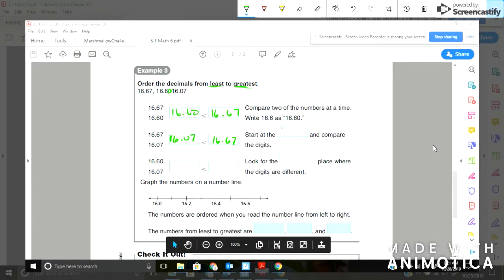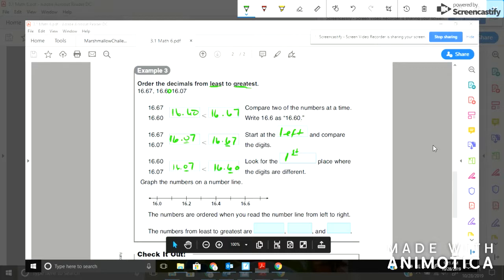Again, start at the left and compare the digits. So 0 is less than 6. And if we're to compare these two, 1607 is less than 1660. Look for the first place where the digits are different. Again, that would be here.